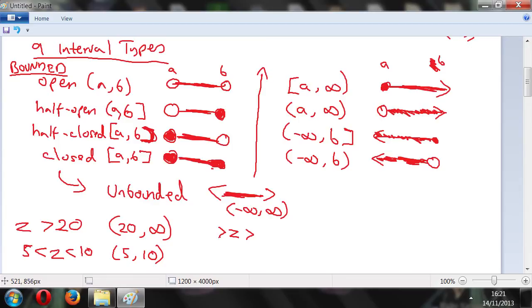So what can Z be? Z can be greater than -2, and Z less than or equal to 10. So what would that be? I've done that kind of wrong, haven't I?